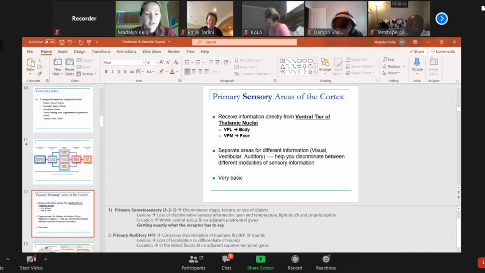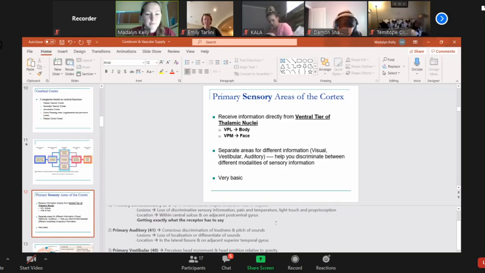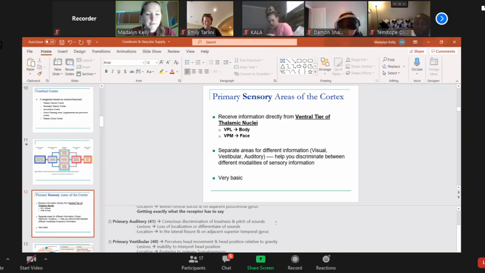Auditory, conscious discrimination of loudness and pitch of sounds. I included lesions. She didn't really include lesions. I saw them in the book and thought they were kind of just helpful for me. Like if you had a lesion there, what would happen? But they're kind of self-explanatory. Auditory is number 41, the discrimination of loudness and pitch of sounds. The vestibular, 40, it perceives the head movement and head position relative to gravity.